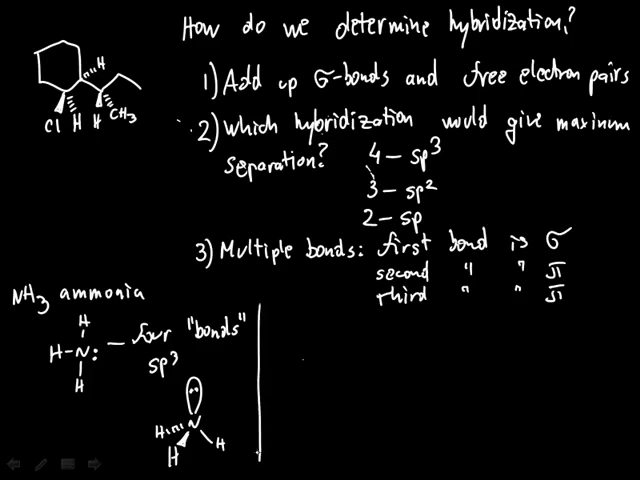If you look at the molecule of acetylene, here we'll have sigma, pi, and pi bonds, and this bond will be sigma. And so this is an sp hybridization because we have only 2 bonds per carbon.